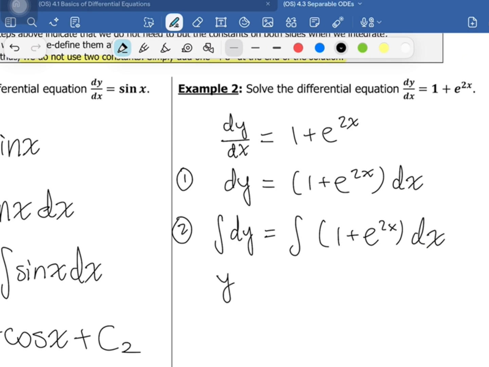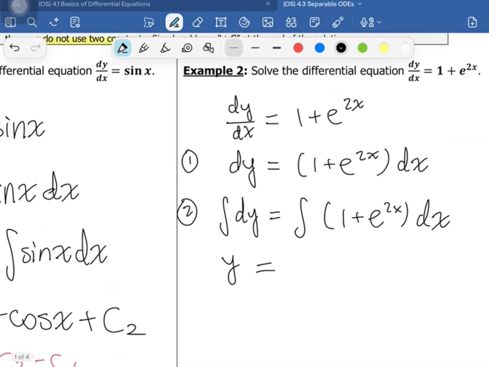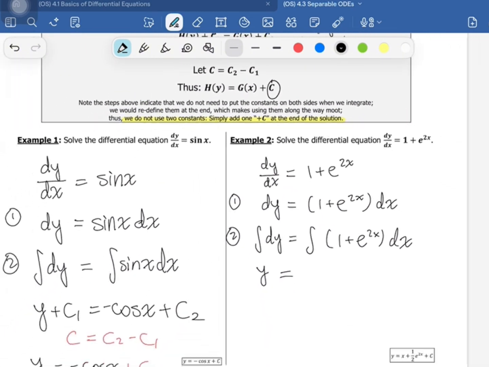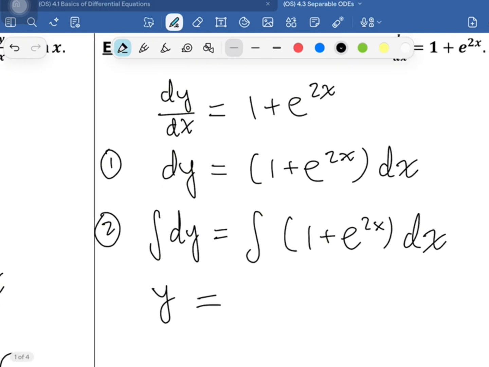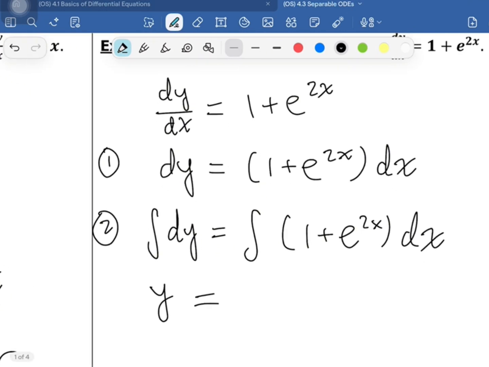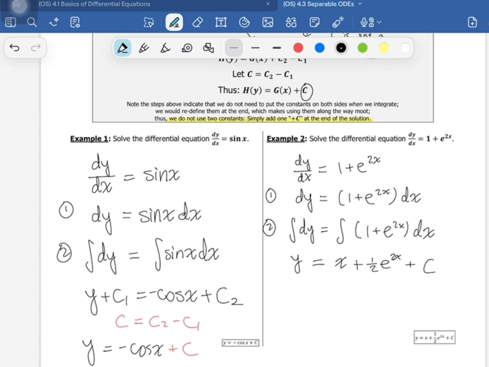And you get that y equals, now we don't need to keep showing the c1 and c2 because of what we said above. Y equals integral of 1 is just x. And integral of e to the 2x is 1/2 e to the 2x plus c. That's not too bad.